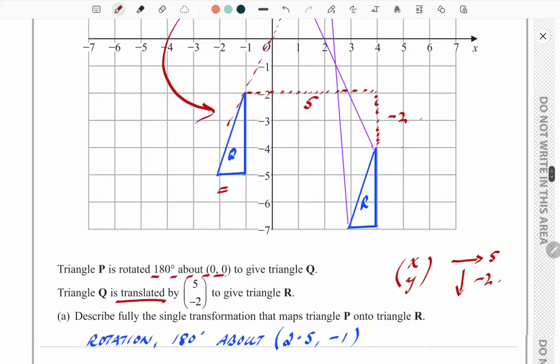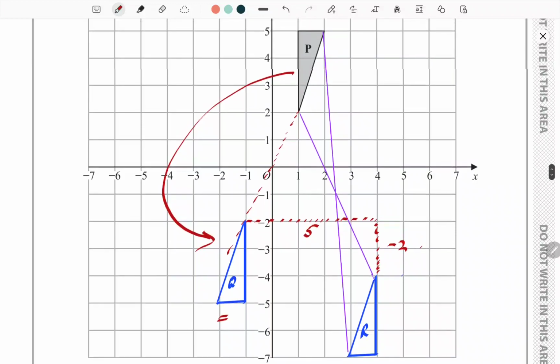Then it says, describe fully a single transformation that goes from P to R. Looking at P and R, we can see that the shapes are not the same way up, and indeed it's not a reflection, up, down, etc. So this must again be a rotation, all right? So how do we find that?